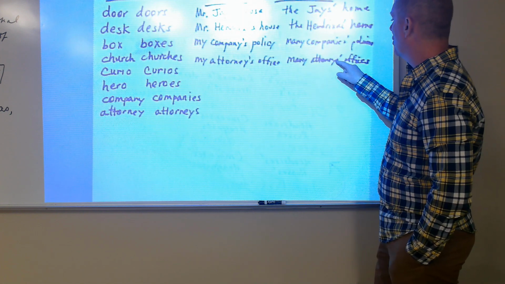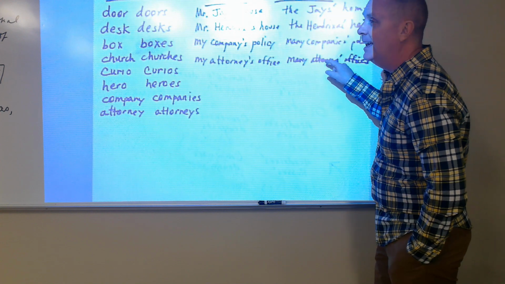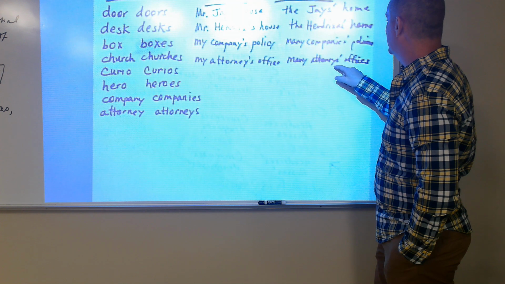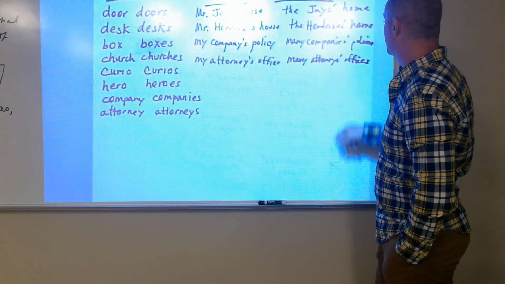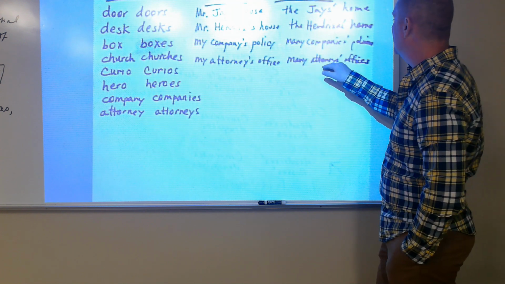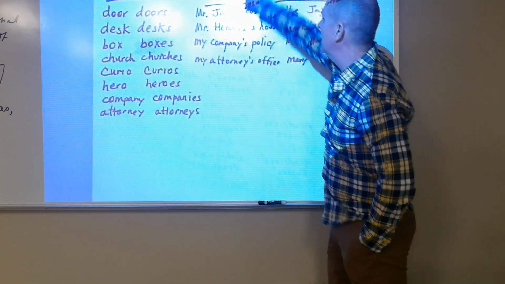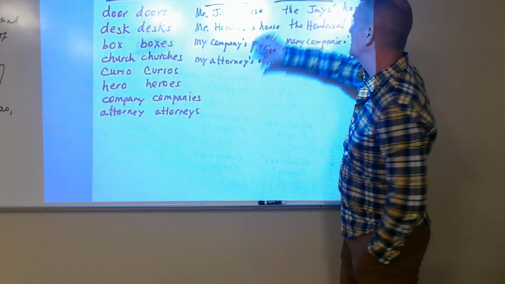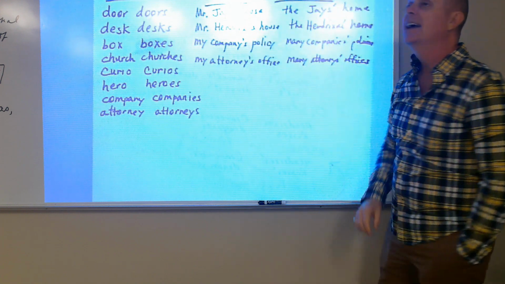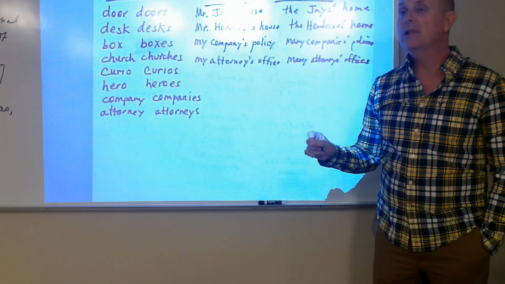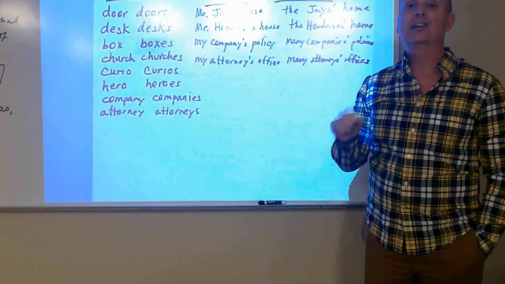So Y-ending word that's preceded by a vowel, so just add S to it and then apostrophe. Many attorneys' offices, S apostrophe on that one. So here's the singular possessive, apostrophe S. Here's the plural possession, S apostrophe. That's the general rule. Where that does not apply is if you have irregular nouns.